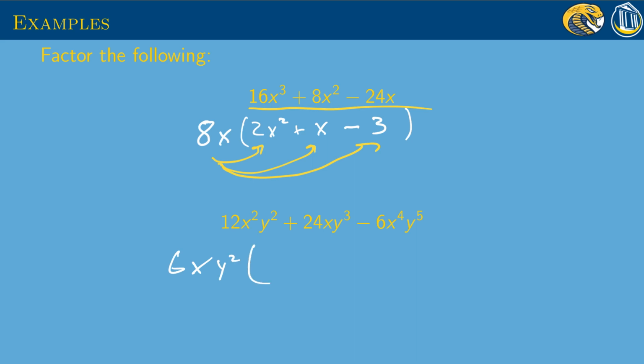What's left over? Well, 12 over 6 is 2. X squared over x is x. And y squared over y squared is just 1, so we don't even need to write that. 24 over 6 is 4. X over x is 1, so again, we don't need to write that. And y cubed over y squared is just a single power of y. Lastly, negative 6 over 6 is negative 1. X to the 4th over x is just x cubed. And y to the 5th over y squared is y cubed. I'll let you verify that this is correct for yourself.